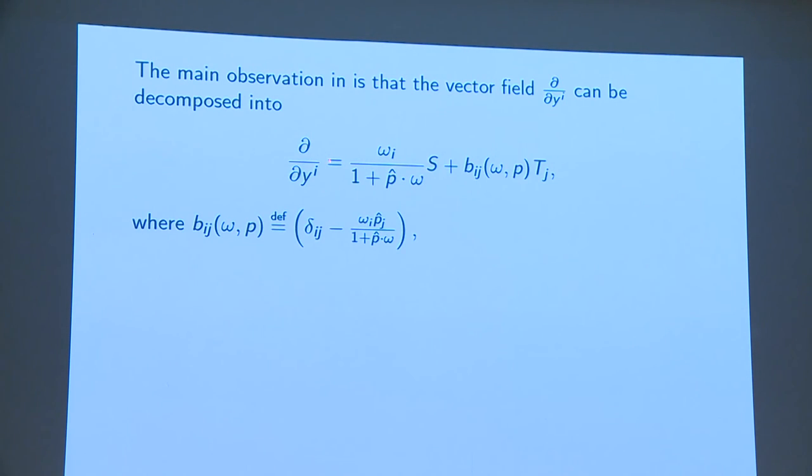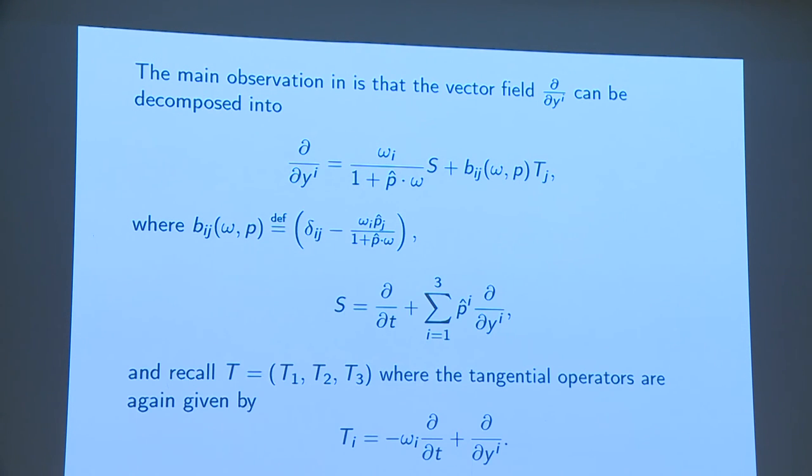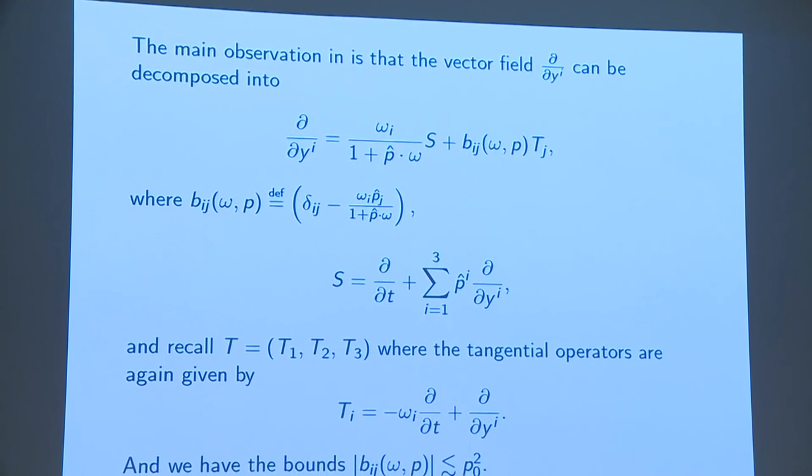So what you do is you decompose the x derivatives here. I call them y derivatives, but they're the same as this operator. So it's omega_i over 1 plus p hat dot omega times S, plus b_ij(omega, p) T_j, where delta_ij is the standard Kronecker delta, which is 1 when i equals j and 0 elsewhere, and then you have this omega_i p_j over 1 plus p hat dot omega. As I said, when you have S, you can plug in the Vlasov equation and integrate by parts in the p variable, and when you have T, you can integrate by parts on the wave cone.